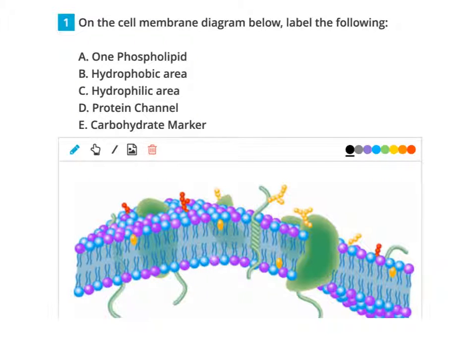Okay, this is for question 1. It says on the cell membrane diagram, label the following. I'm just going to label them by putting a letter in the right place. So let's start with the phospholipid.